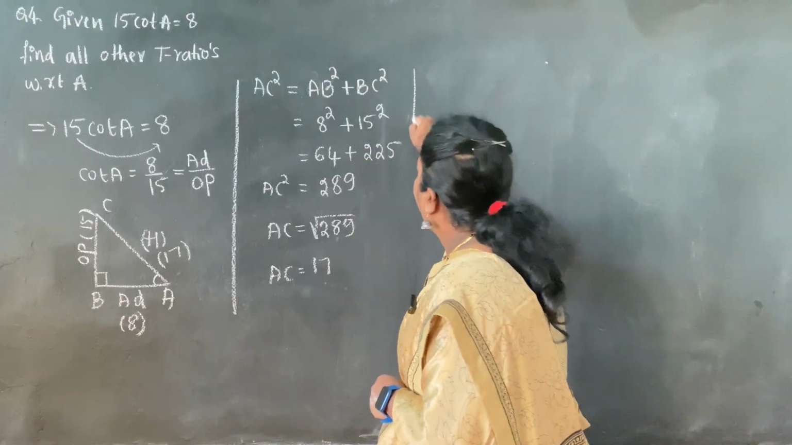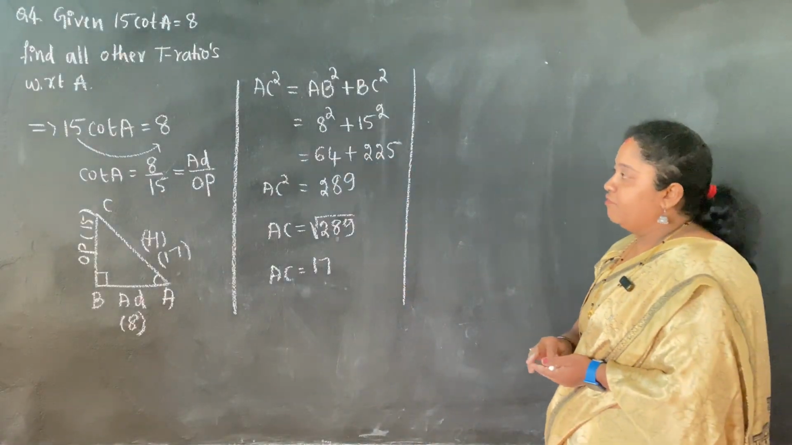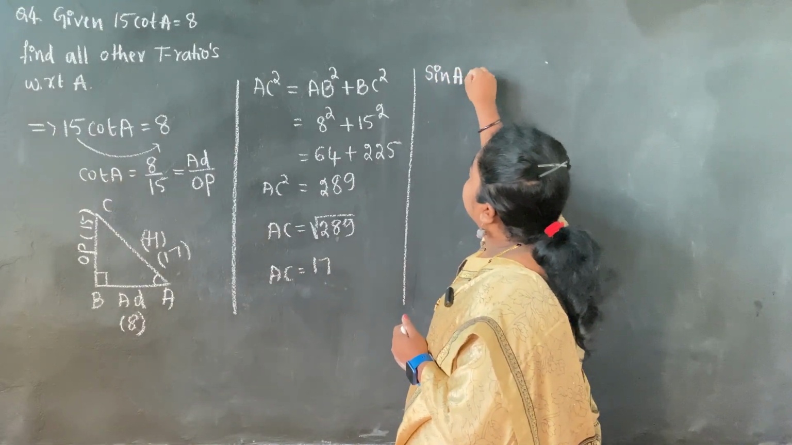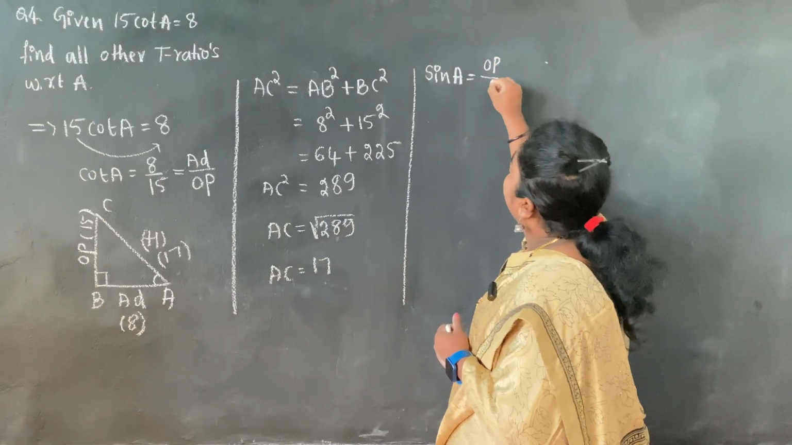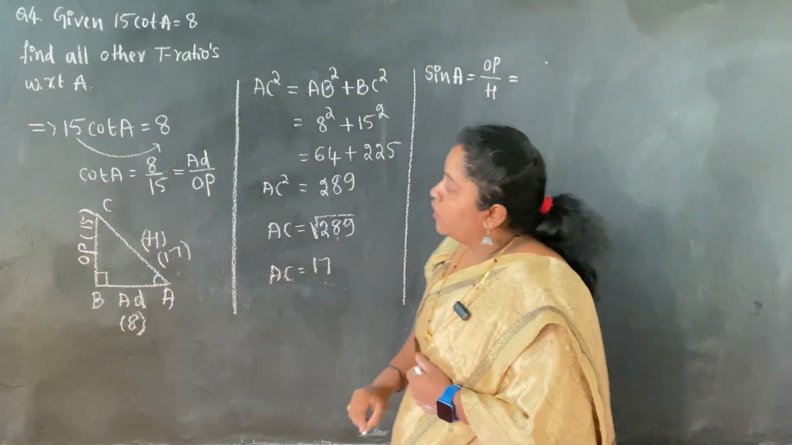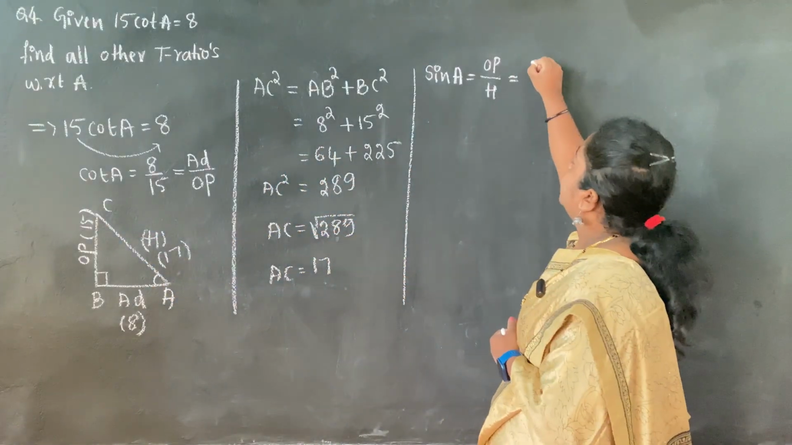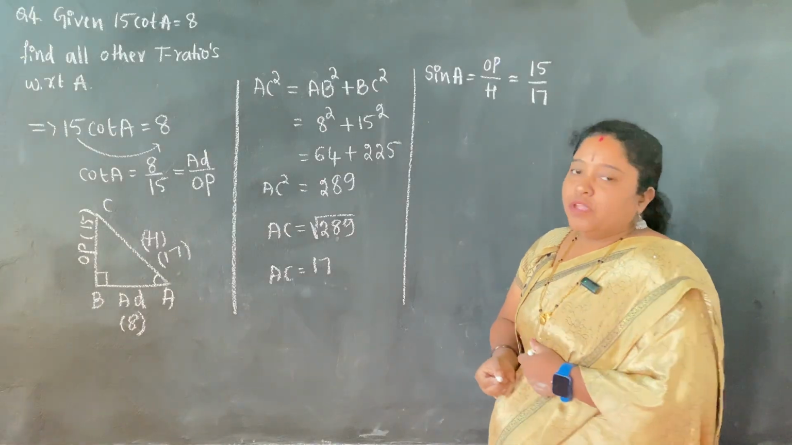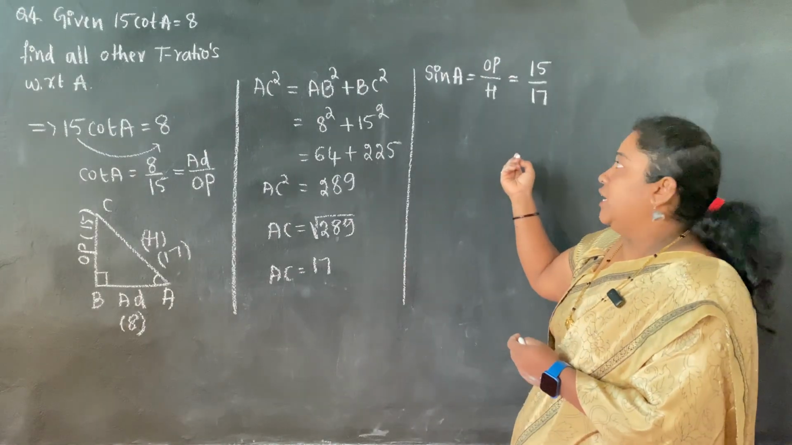Now I'll write all the trigonometric ratios with respect to angle A. So first we'll start from sine. Sine A is equal to, quickly remember the formula, opposite divided by hypotenuse. What is opposite I have? 15, and hypotenuse is 17. What is sine A? 15 by 17. Or else you can pause the video and write all the trigonometric ratios and you can check after that.